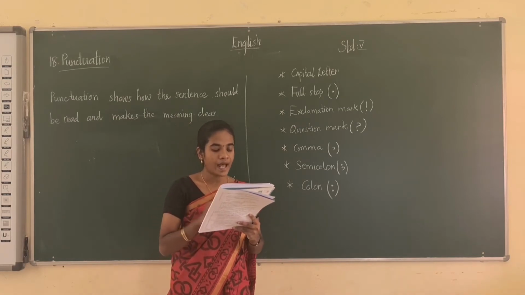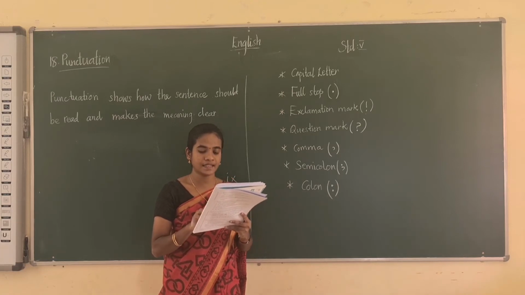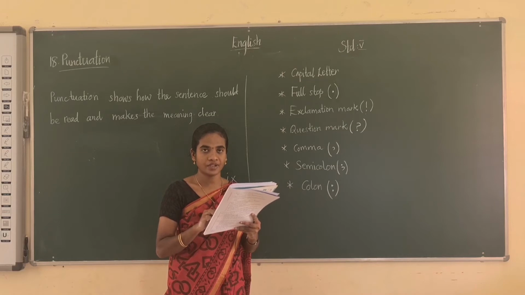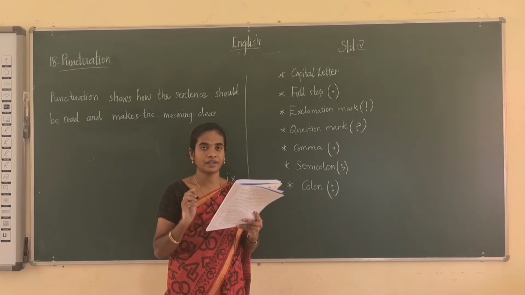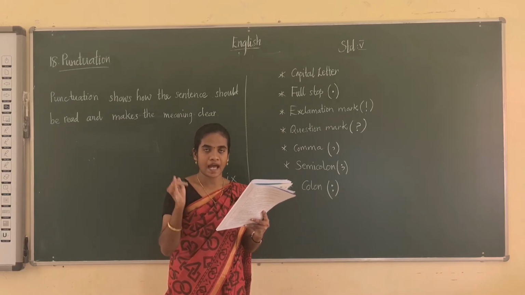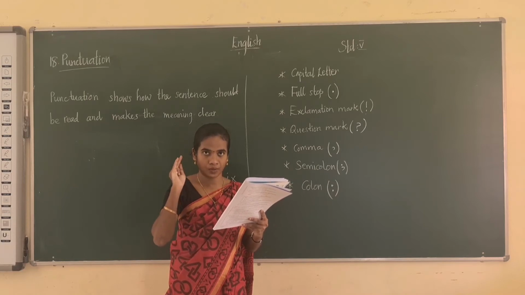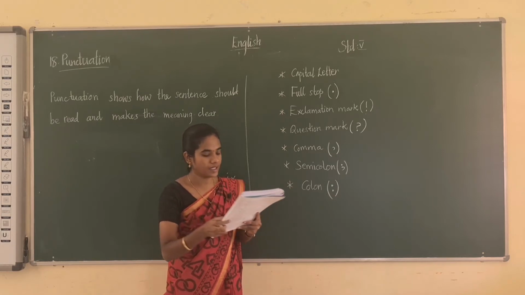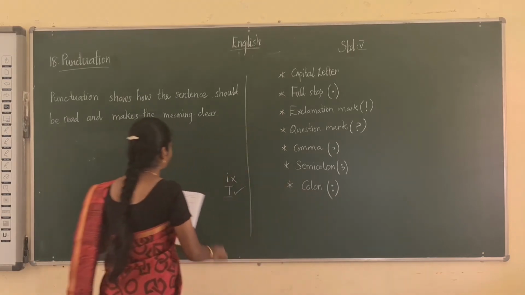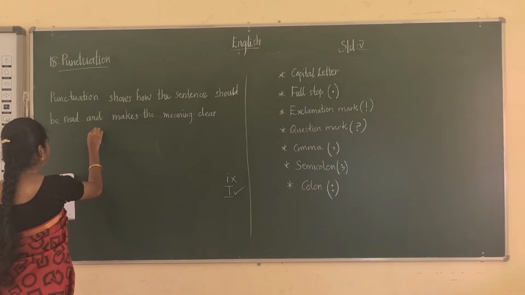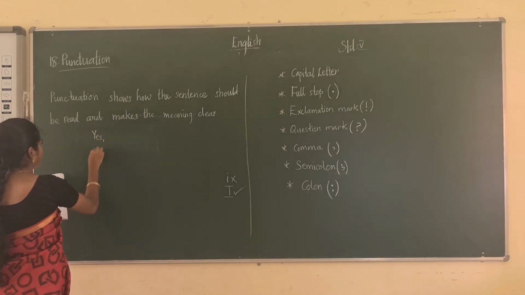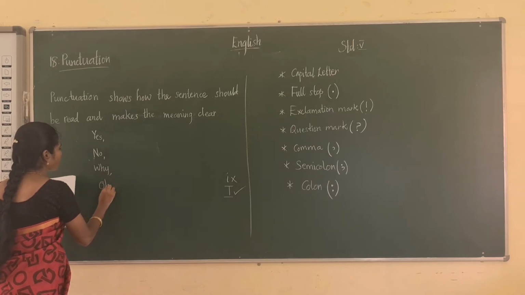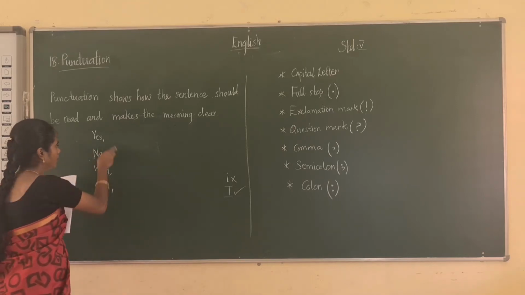See the next one, after words that introduce a sentence like yes, no, why, oh. So after these words you have to put a comma. What are the words? After yes, after no, after why and after oh. Okay, so after these words you have to put the comma. Okay, see, for example, after yes, after no, after why and after oh. So at this place you have to put a comma.